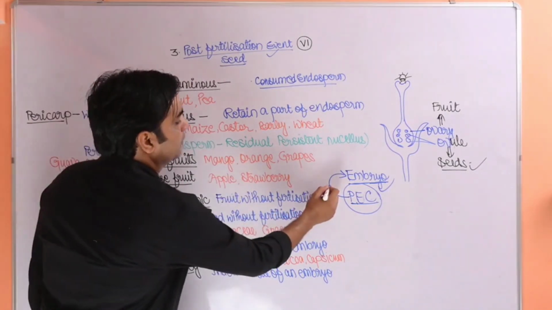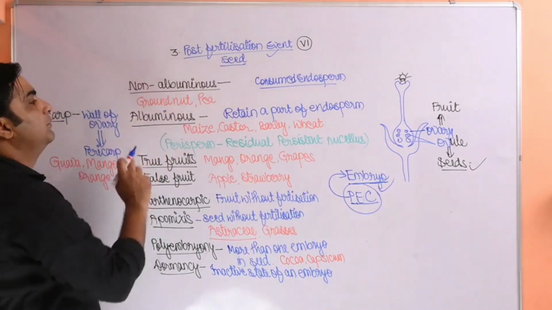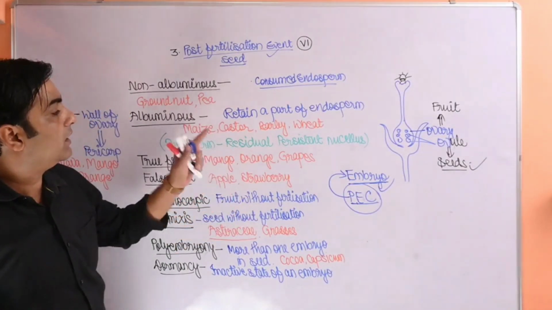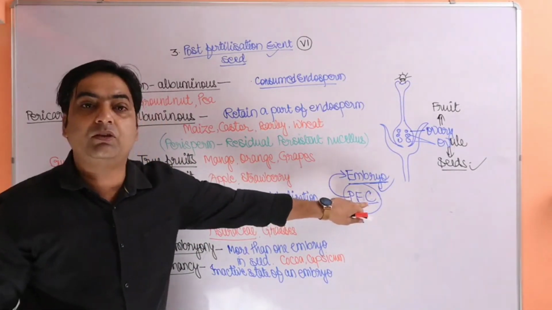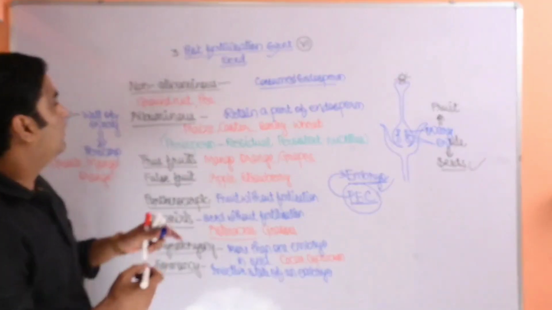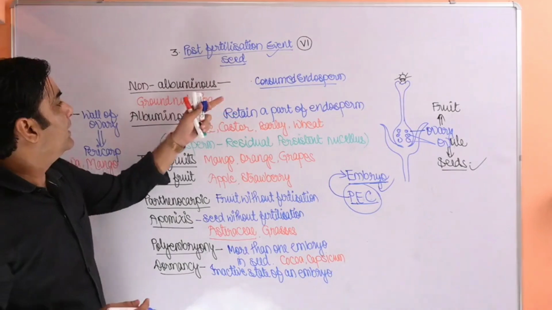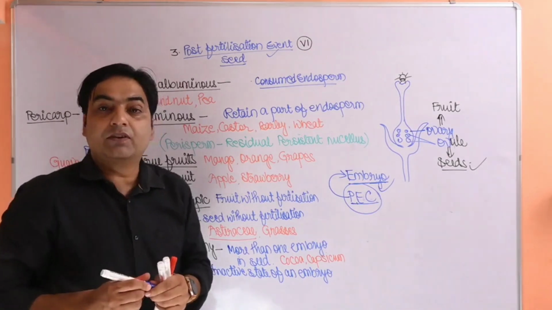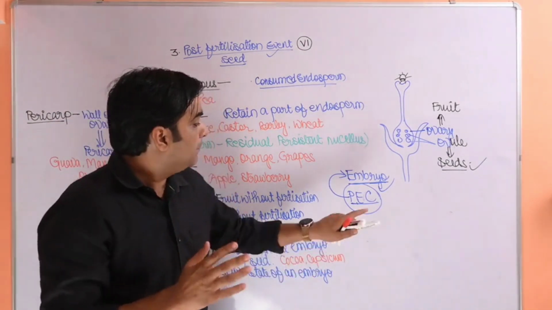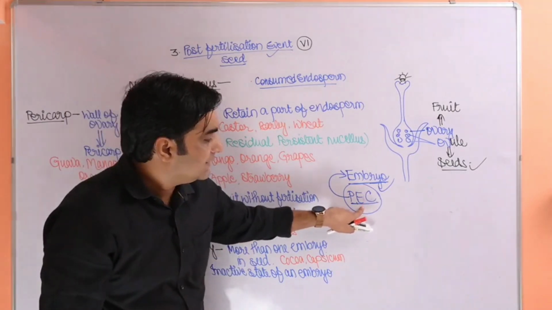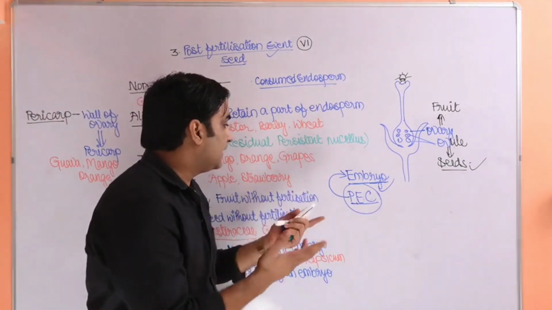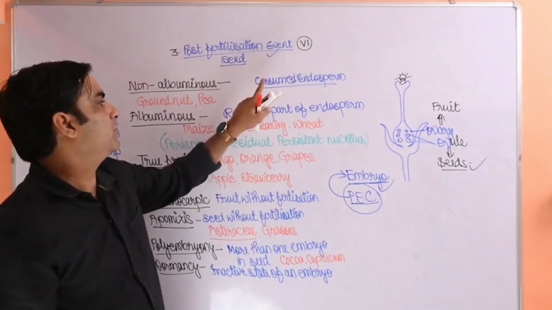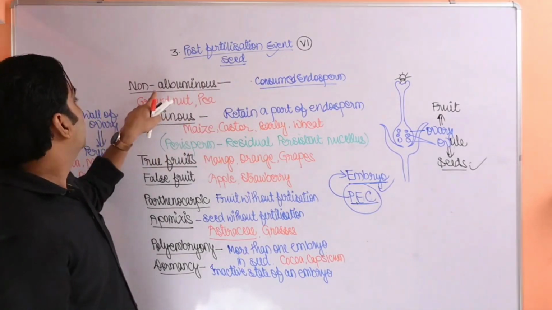This is how I am going to correlate this explanation to non-albuminous. The complete endosperm will be consumed completely in the development, and this is why it is called non-albuminous. Remember it. Once again I am telling, when the complete primary endosperm cell is consumed in the development, with no remaining part of endosperm, this is called non-albuminous.